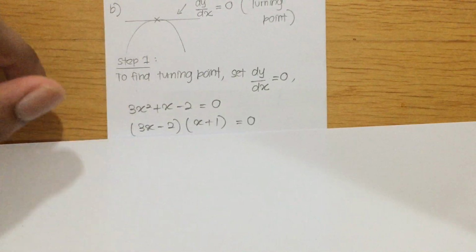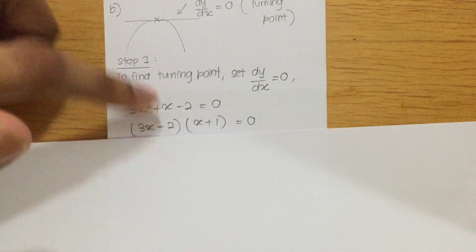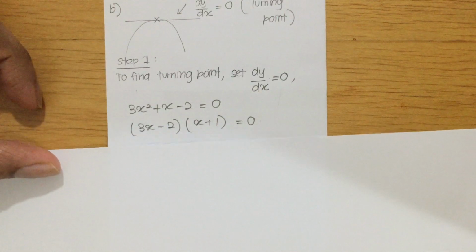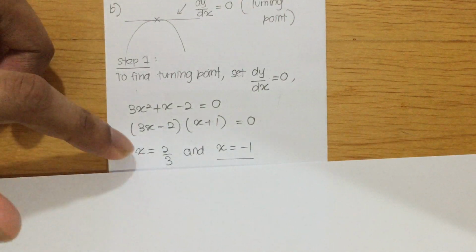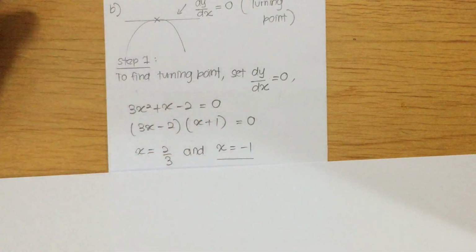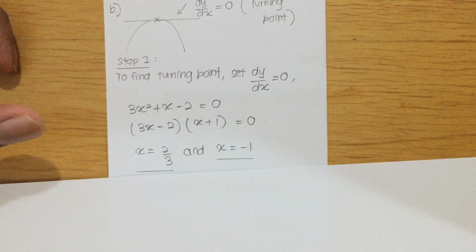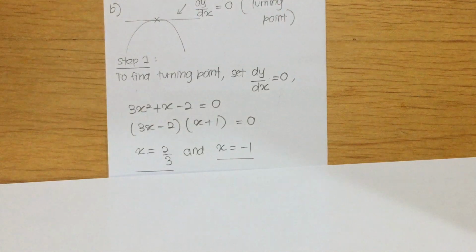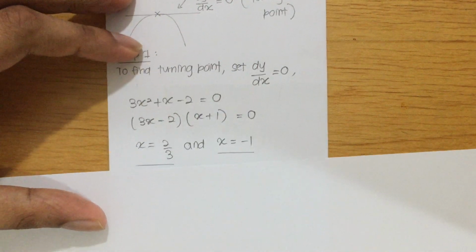So when you factor this out, you should be getting (3x - 2)(x + 1) = 0. From here, you get two x values, guys. The first x value is x = 2/3 and x = -1. Okay, guys, we have already successfully done step 1. Let us proceed to step 2.